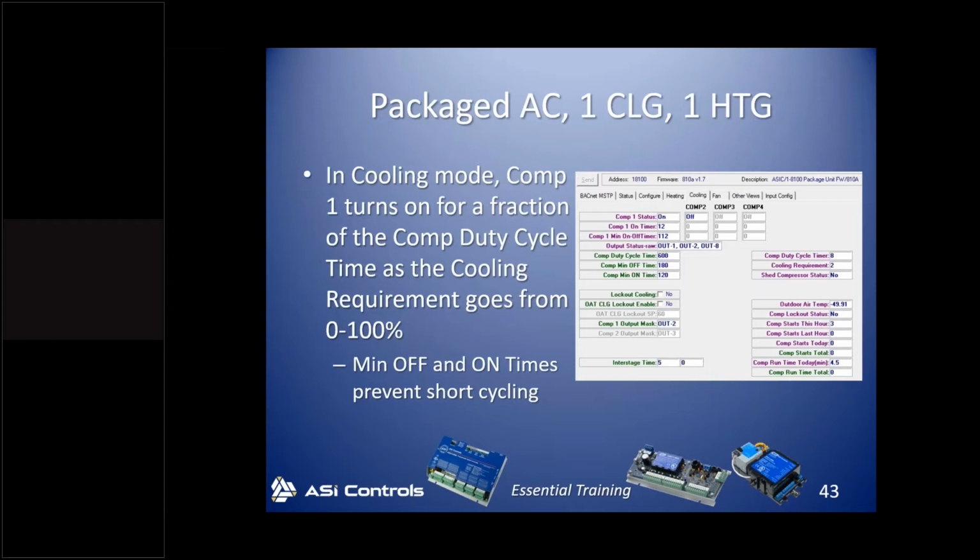So if we were at a 20% cooling requirement, then the compressor would run for 120 out of 600 seconds, similar to the way the electric heat runs in the VAV controller. But here we also have minimum on and off times, and that's to prevent the short cycling of the compressor. You know, we wouldn't want to turn it on for 8 seconds and then turn it off, or turn it off for 10 seconds and then immediately turn it back on. So the minimum on and off times take precedence over the calculated on time.